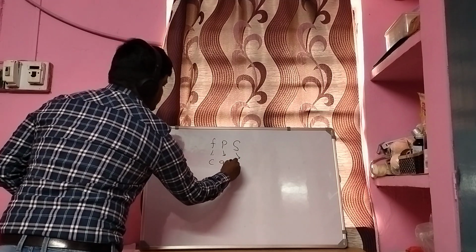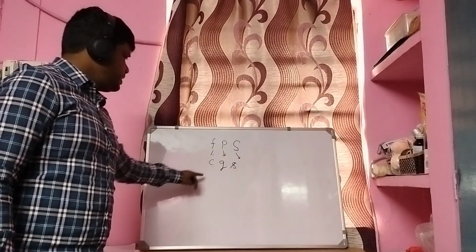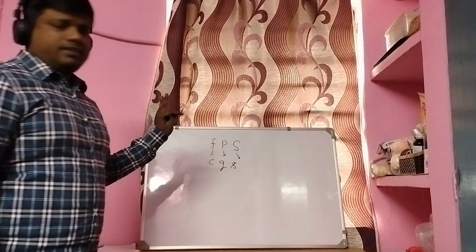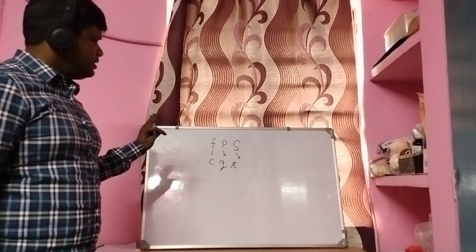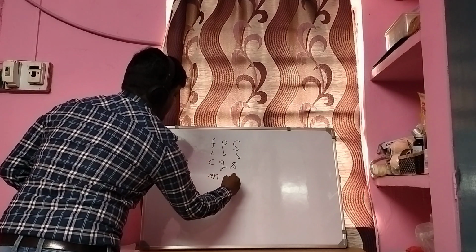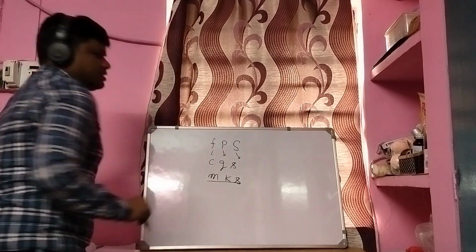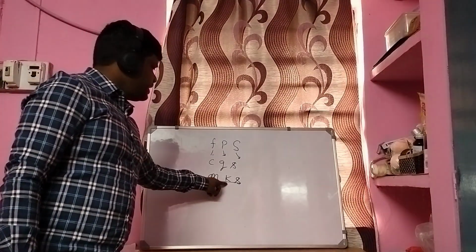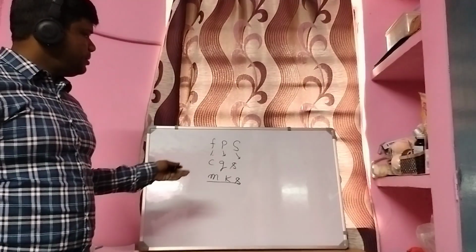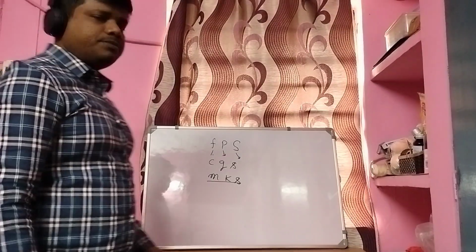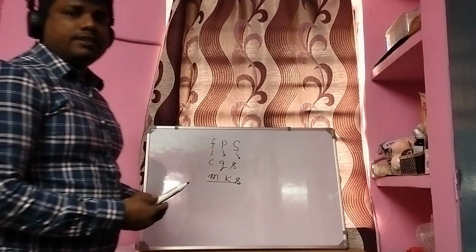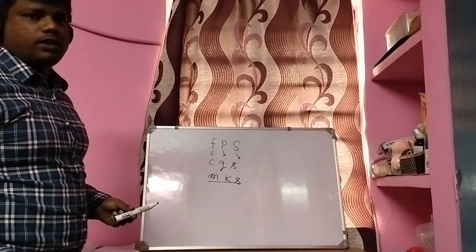Also there is the CGS system. In the CGS system, distance is measured in terms of centimeter, weight in terms of grams, and time is also measured in terms of second. Also there is the MKS system, which is called the SI system, System International. This is a very important system. M is meter, K is kilogram, S is second. There may be several other systems, but these three are famous systems in which physical quantities are measured.